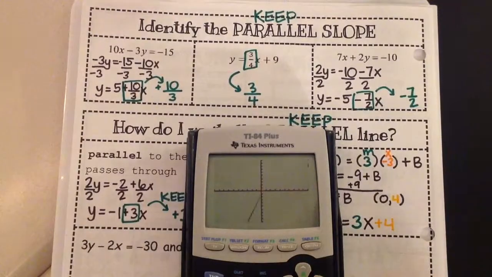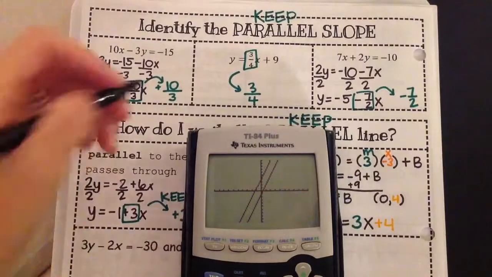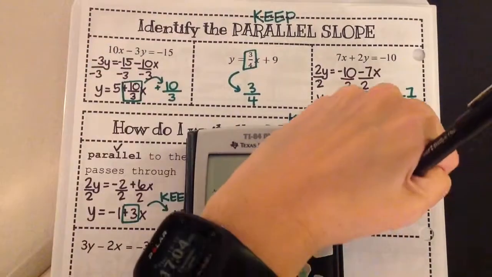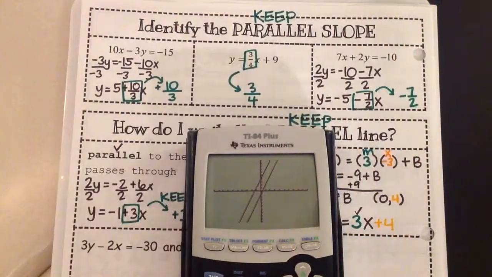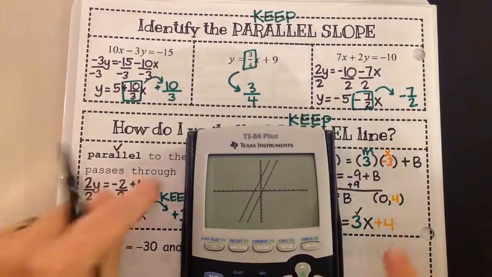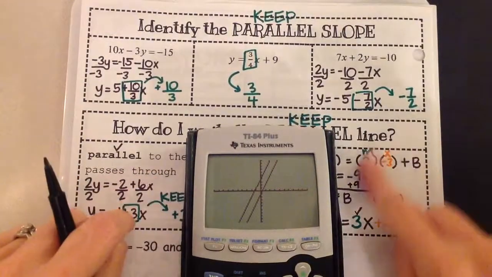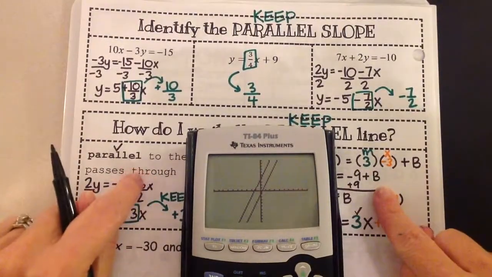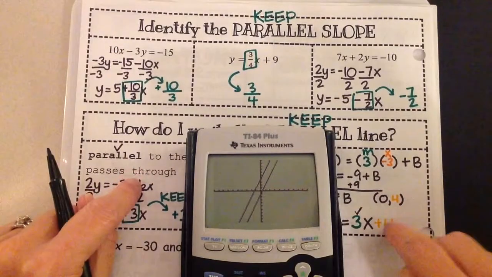And if they're parallel, I should see that these lines do not intersect. And those lines look parallel to me. So because they are parallel, check, I know that my final slope answer of 3 is correct. Check. Okay, but now I need to check that my y-intercept math was correct. And I'm going to use this point to check my y-intercept.